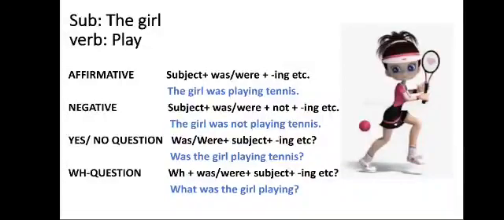Yes, no question. Was or were plus the subject plus the ing form of the verb and etc. and question mark. So out of was and were, we choose was. Subject, the girl. Ing form of the verb playing etc. is tennis. So was the girl playing tennis? Now the WH question. What? We have used the WH word what. Out of was and were, was. Subject is the girl and ing form of the verb playing. What was the girl playing?